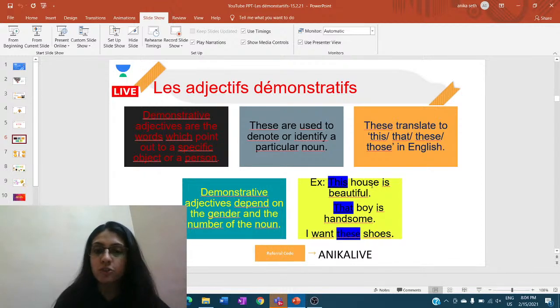For example, in English, this house is beautiful, what I just said. That boy is handsome. I want these shoes. So with all of these words, this, that, these, I am referring to the noun house, boy, shoes. With the help of these words, I am denoting or identifying which noun or which object in particular I am talking about. So this is the use of the demonstrative adjectives, that they are used to denote or identify or refer or point out a specific noun.